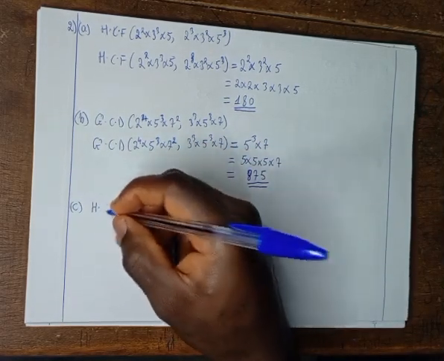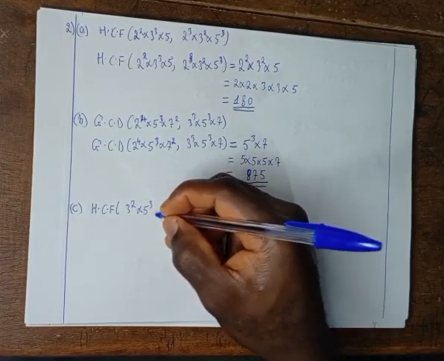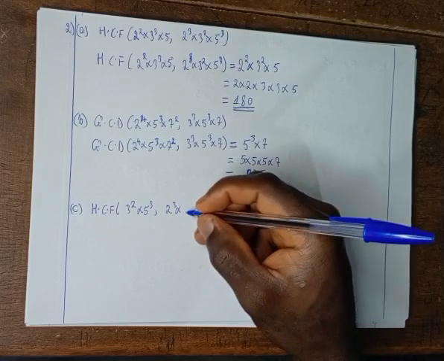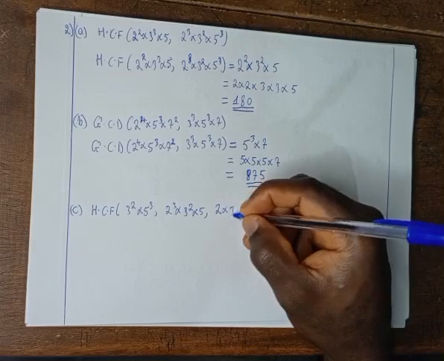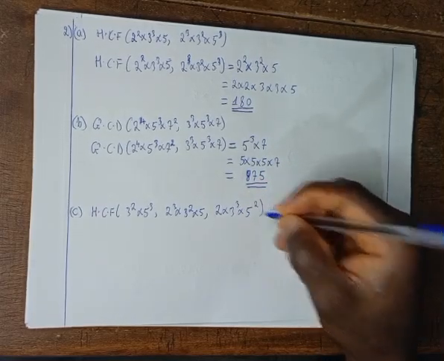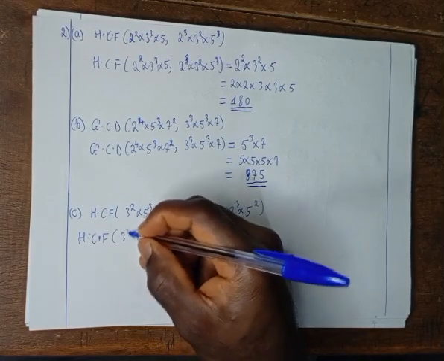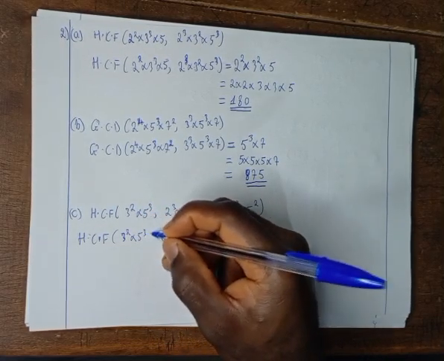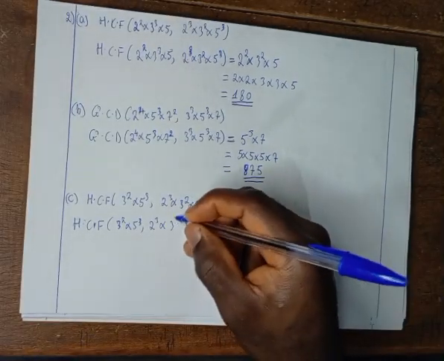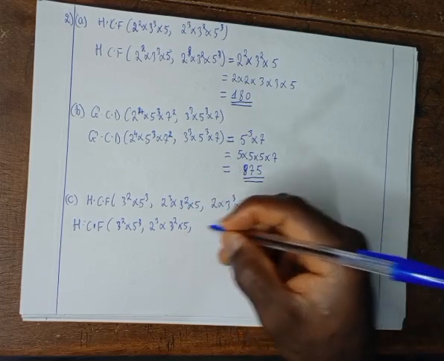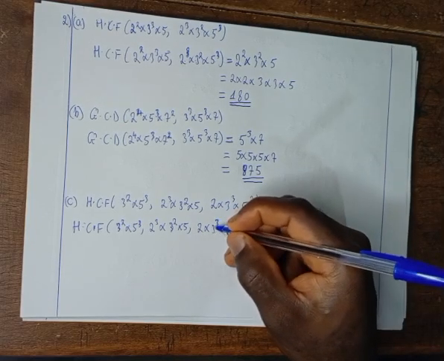We have to find the H.C.F of 3 raised to the power 2 times 5 raised to the power 3, 2 raised to the power 3 times 3 raised to the power 2 times 5, and 2 times 3 raised to the power 3 times 5 raised to the power 2. Let's answer the question.